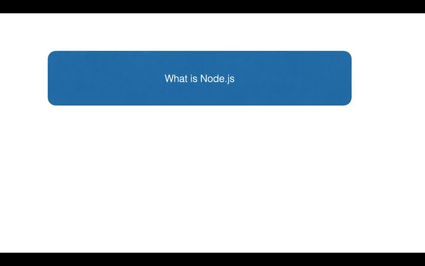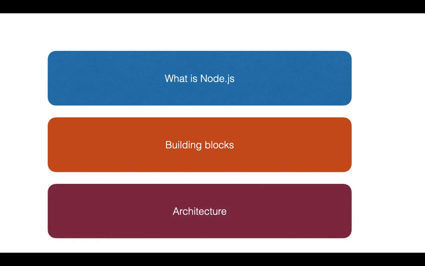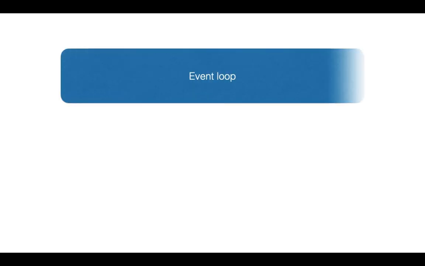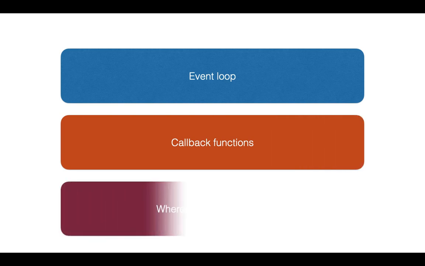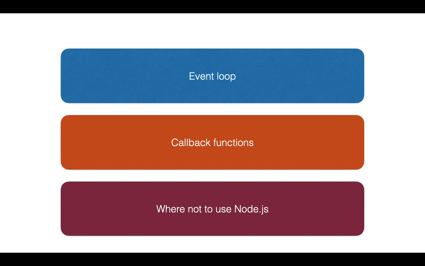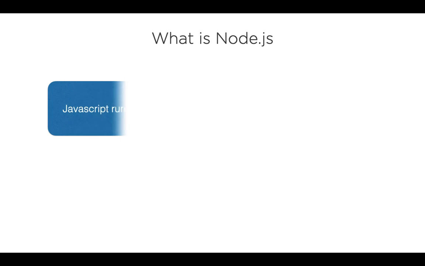In this video, we will dive into what exactly Node.js is, its building blocks, and talk about how its architecture enables developers to build high-performance applications. We'll talk about Node's event loop and its single-threaded model, Node's callback functions, which enable asynchronous operations, and then finish off talking about where not to use Node. So let's get started. Let's start talking about what Node is.